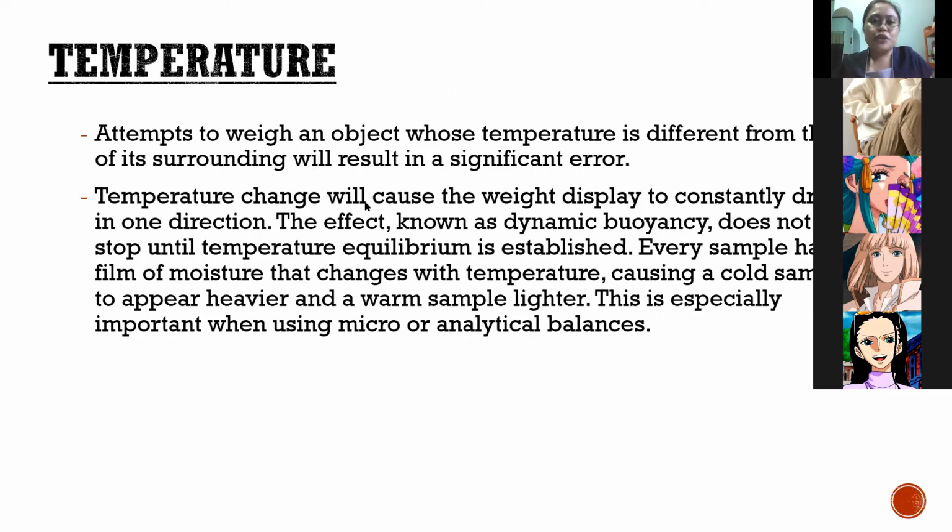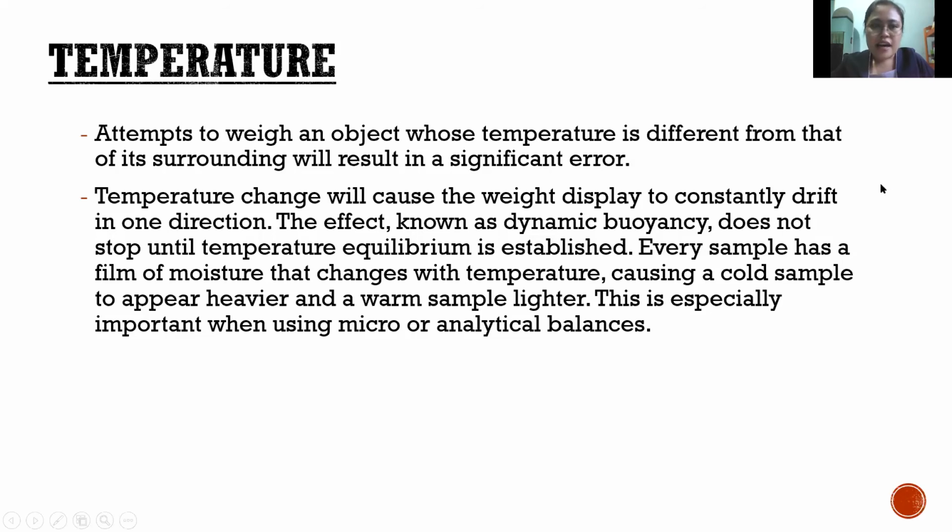So in the temperature class, when the temperature of the sample or object is different from the temperature of the environment, it will result in significant errors in weighing. Okay? What is that? The effect is known as dynamic buoyancy. There will be variation in the error, your weighing will not be constant until your temperature is established. It should be the same as the environment.